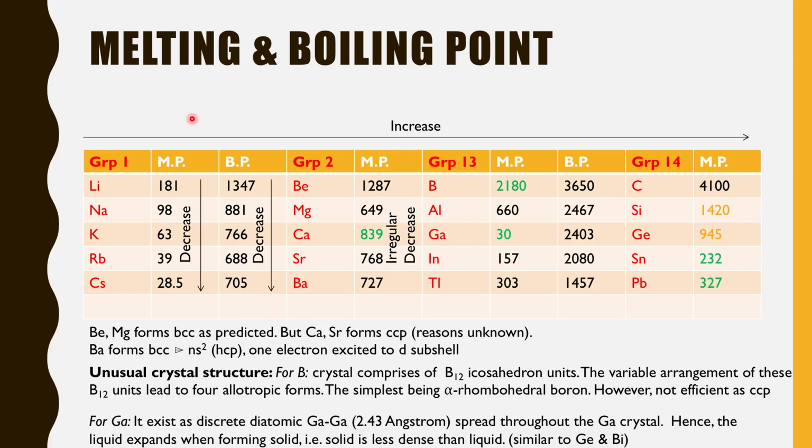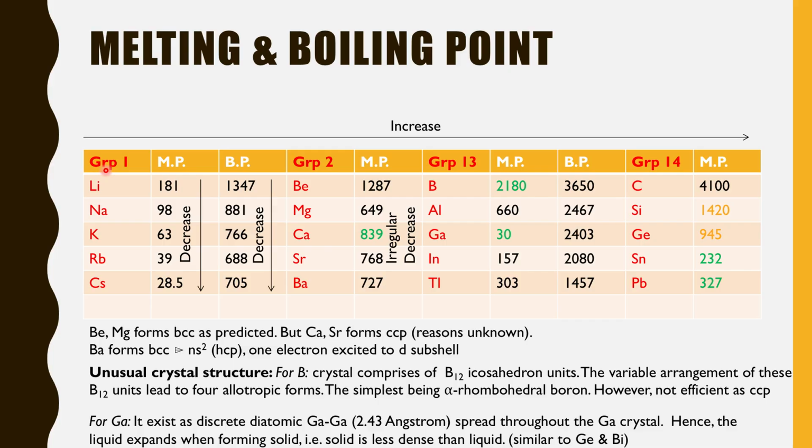Okay, so let's look at the individual groups now. We have to study four different groups in this module: group 1, 2, 13 and 14. I have written down their corresponding melting point trends and boiling point trends here. Let's start with group 1. What do you see?